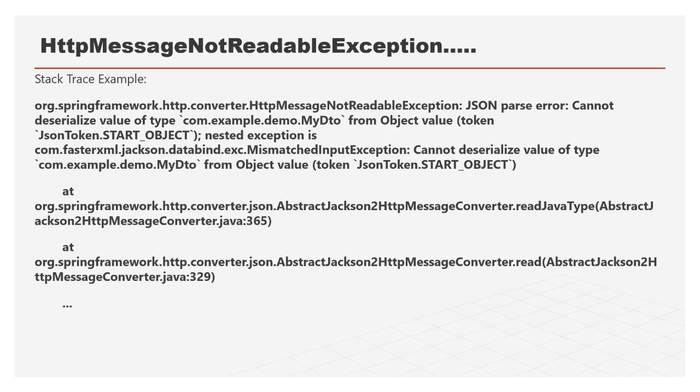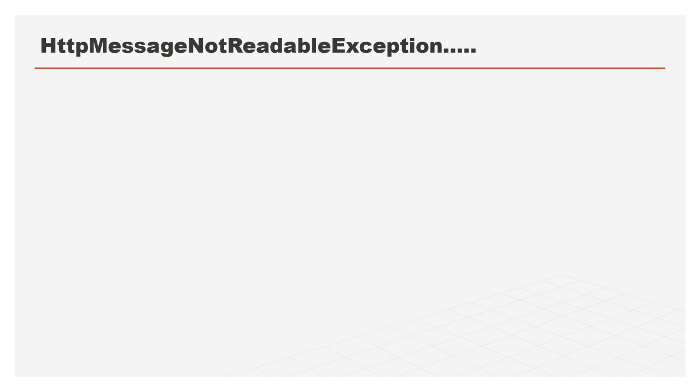Now if you look at the actual exception, the stack trace, you are going to get that HttpMessageNotReadableException. Under that you will see a JSON parse error, like you cannot deserialize this type of, let's say, DTO or object. So you will have this nested exception, and you always have to look out for the "Caused by".